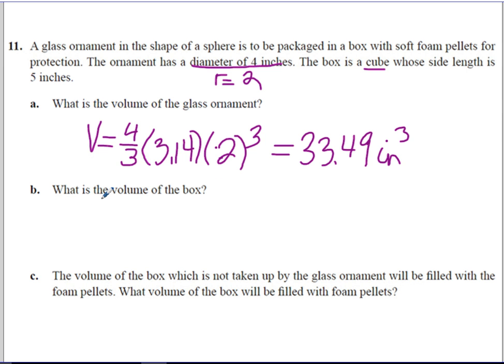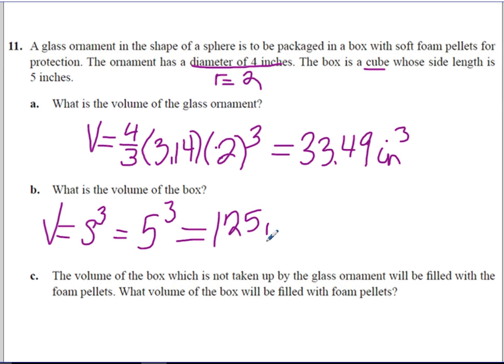The volume of the box, since it's a cube, we didn't talk about that. A cube has all sides equal, just like our square. And so since length times width times height are all the same, we can represent that as the side to the 3rd power, because again, all 3 numbers are the same. And so with this box, it's 5 to the 3rd power. So 5 times 5 times 5, which gives us 125 cubic inches inside our box.